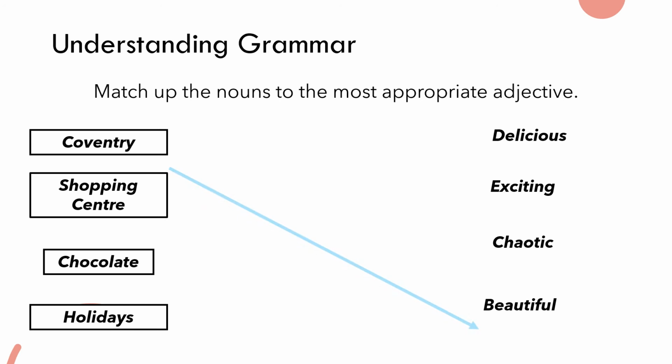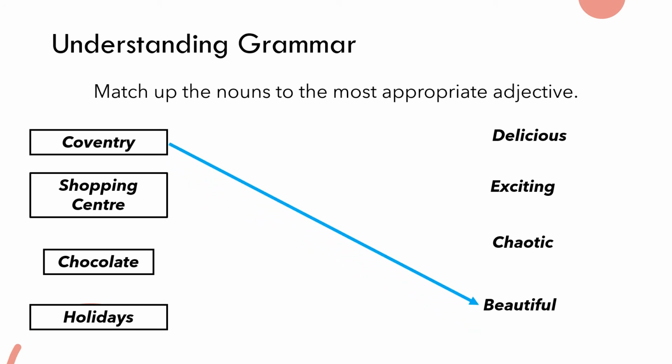So Coventry. Again, this is my opinion, so you don't have to agree with what I'm saying, but the adjective I'd select to describe Coventry is beautiful. It's a city that I think is full of culture and a very exciting, vibrant place to be. So beautiful would be the adjective I'd use to describe it. Now a shopping centre. A shopping centre is not something I particularly enjoy going to, so I'd probably use this adjective here, chaotic. If you're not sure what that word means, it means that it might be busy or hectic or quite loud or noisy to go around.